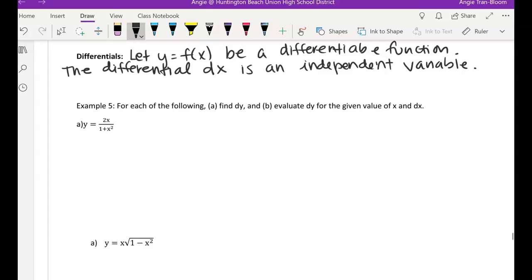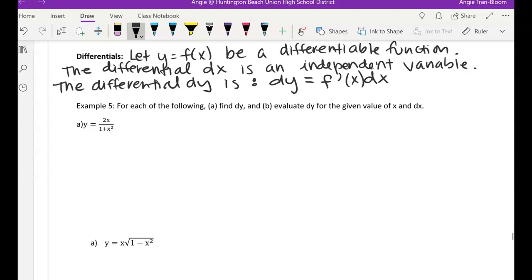Let y equal some unknown function, let's call it f of x, be a differentiable function. The differential dx is an independent variable. The differential dy is dy equals f prime of x times dx. dy depends on both x and differential dx. Okay.